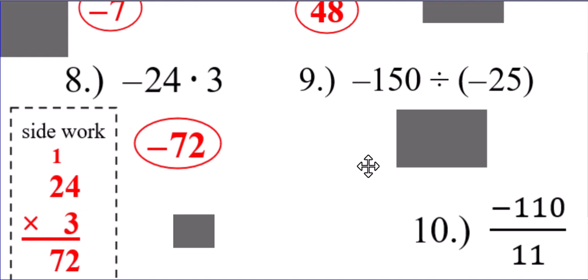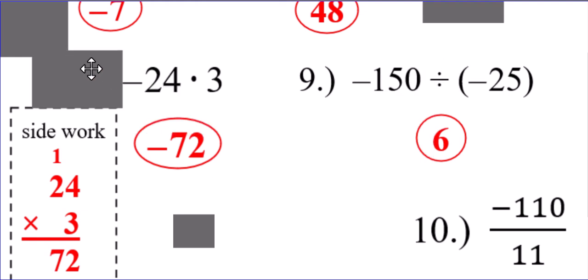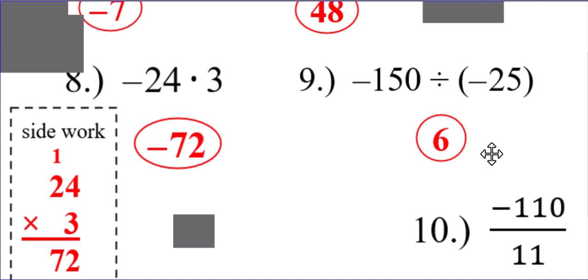Problem number 9, I do not need to do long division side work when I divide by 25s, because 25s are like quarters. We know 4 quarters would make $1. So how many quarters would make $1.50? That would be 6 quarters, because 2 quarters makes 50 cents and 4 quarters makes $1. So $1.50 would be 6 quarters. Now, should it be positive or should it be negative? A negative divided by a negative. Oh, same signs. That's going to give you a positive.